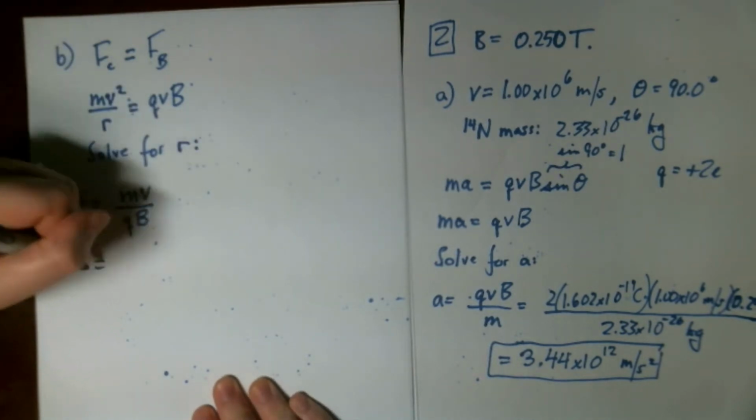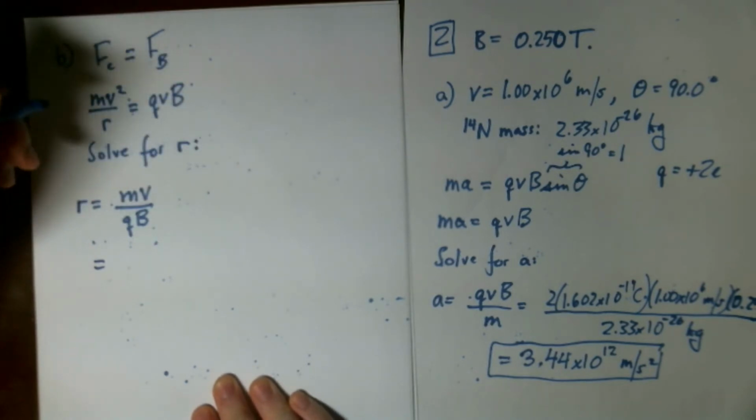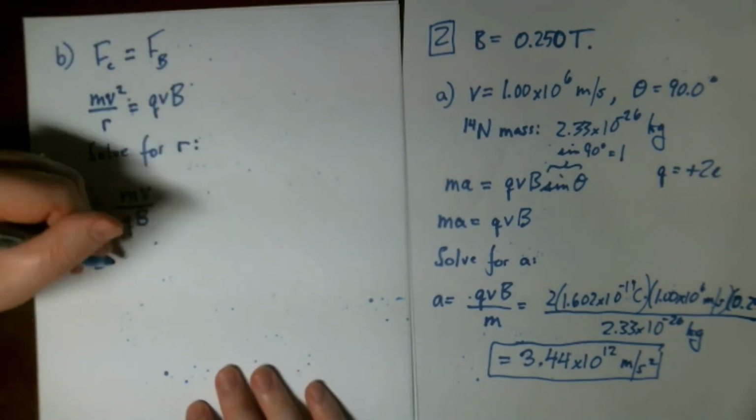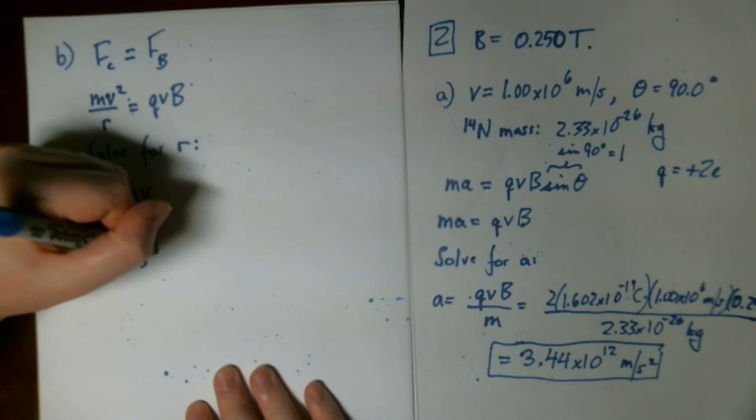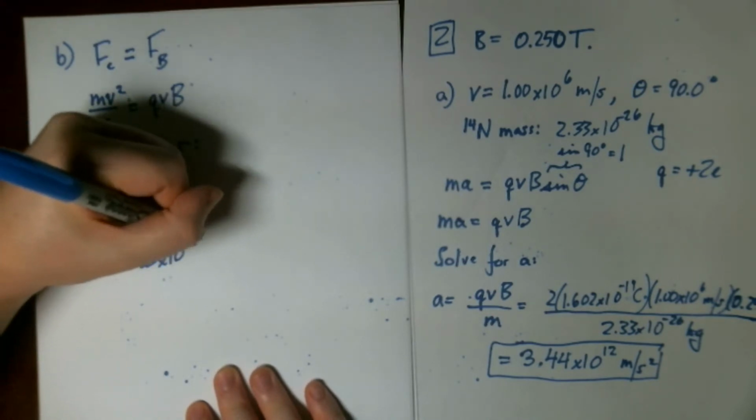So again, let's plug in what we know. We know that the mass of a nitrogen-14 nucleus is 2.33 times 10 to the minus 26 kilograms.